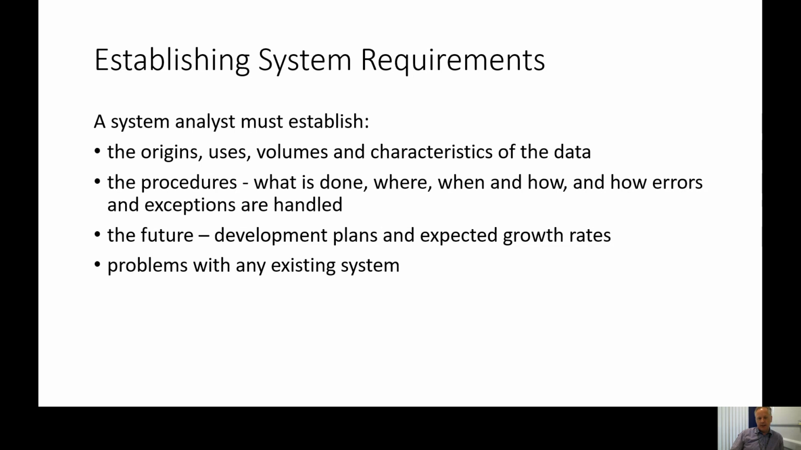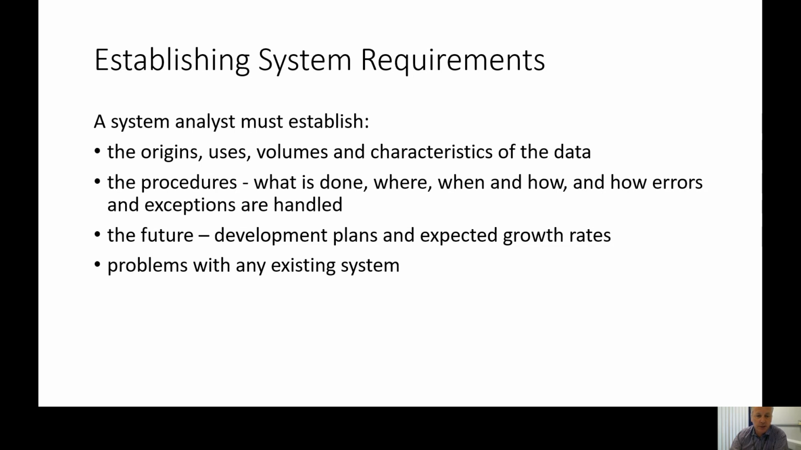So first of all, we're going to look at establishing system requirements and how a system analyst would go about that, establishing system requirements for a problem that's been set. First of all, what the analyst must establish is the origins, the uses, volumes and characteristics of the data about the problem, the project, what they're going to do.